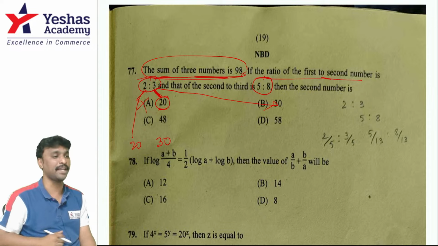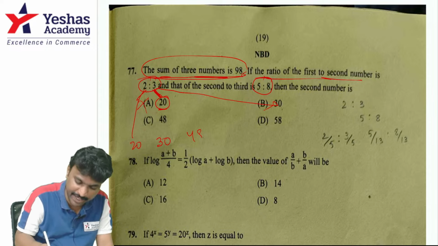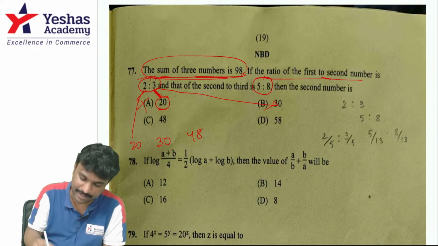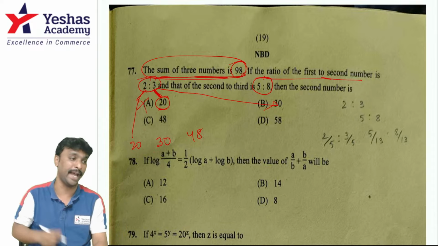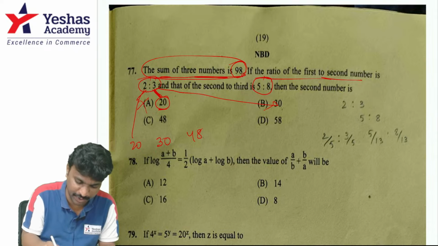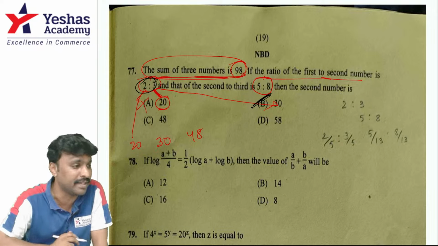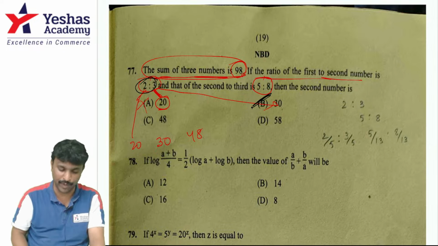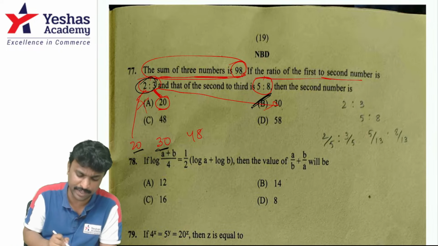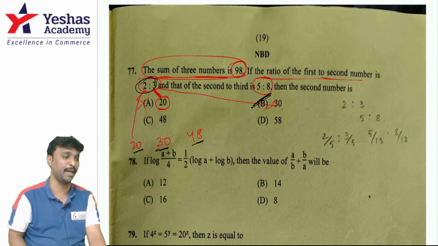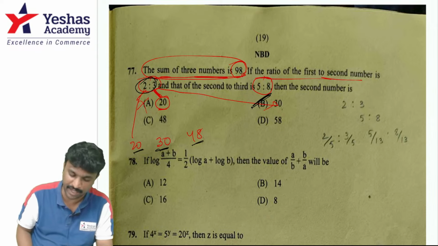And obviously the last number should be how much? 48. How come 48? Tell me, because the sum of the three numbers should be 98. I got the ratio of first and second number, which is 2 is to 3. I'm hitting the option B. For the second number, it is 30. If the second number is 30, first number has to be 20. If first number is 20, second number is 30, the next number should be 48 because the sum should be 98.